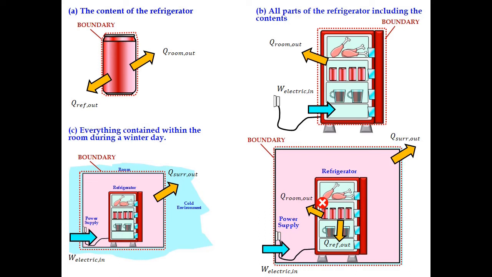Okay, so no Q room out, no Q ref out, because this energy does not cross the boundary. So we have Q surrounding out because this energy crosses the boundary, and also we have W electric in, because the W electric in crosses the boundary. Mechanical form of work. Okay, about the mechanical form of work.